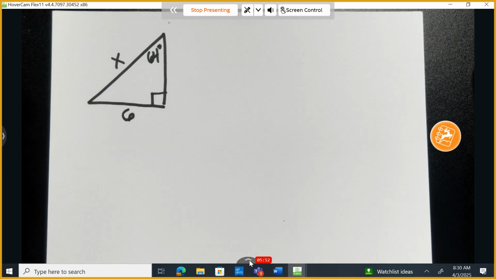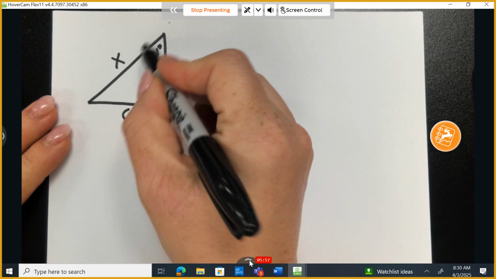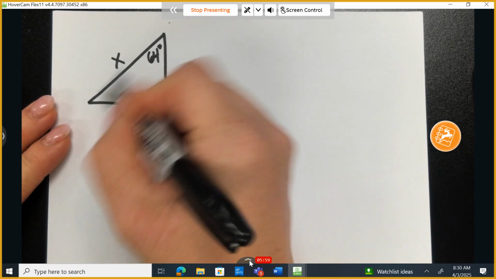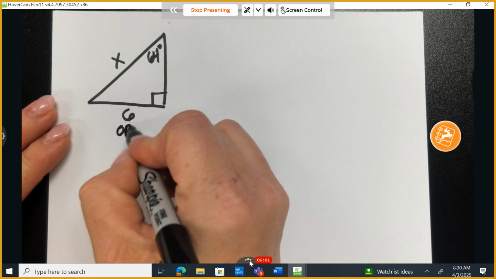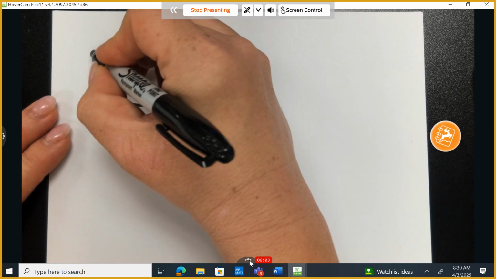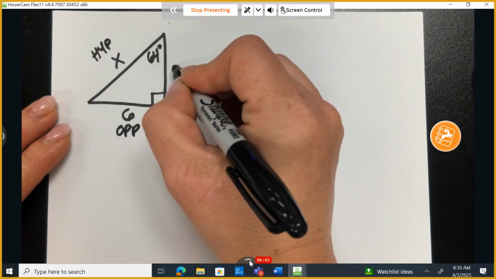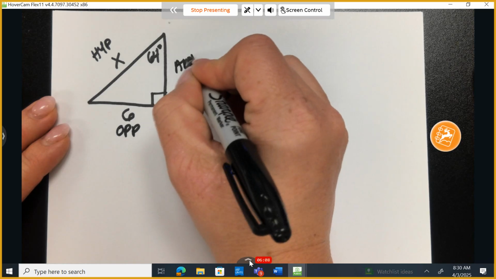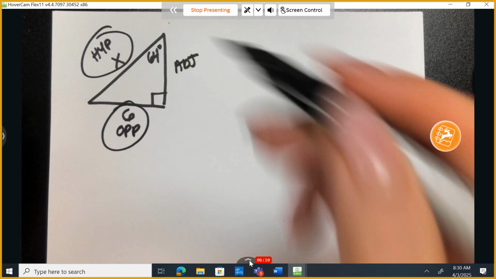All right, here we go. So I believe that it's most important to start with what do we have. So this is the angle that I'm going to be evaluating in order to find this missing length. This would be considered opposite. The diagonal is always going to be considered the hypotenuse. And then this other side is going to be considered the adjacent. So what am I looking at? I'm looking at opposite and hypotenuse.